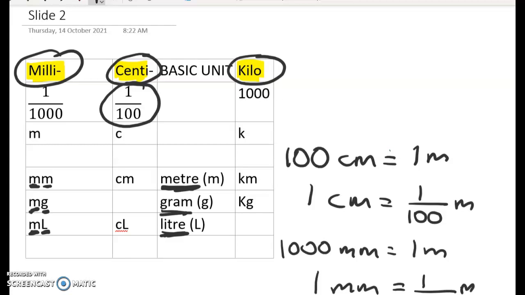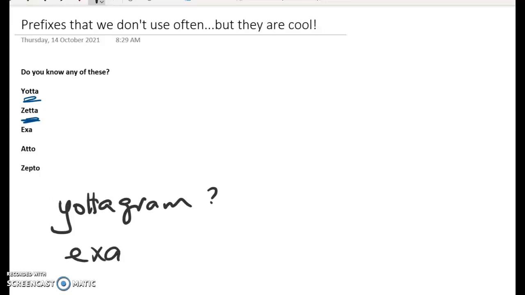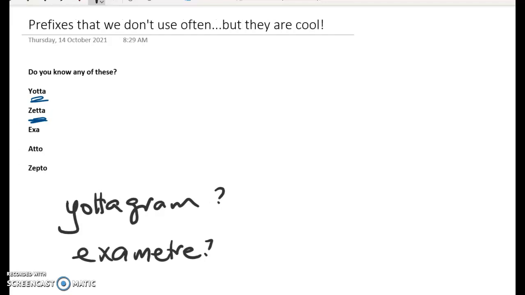But first I want to show you some prefixes that we don't use very much that you might want to go and look up and see. So do you know any of these ones? A yotta, a zetta, an exa, an atto, and a zepto. So how would we use those? Well, we could figure out what is a yottagram. How much does that weigh? What is an exameter? And so on. Okay, so there are lots of prefixes that are out there that have a very, very specialized use, often in science.